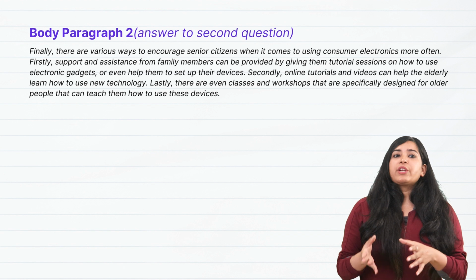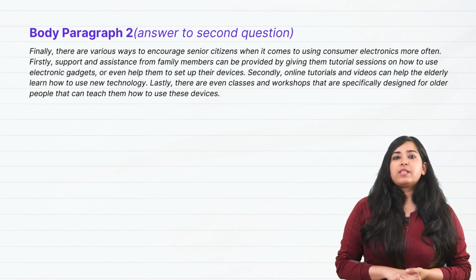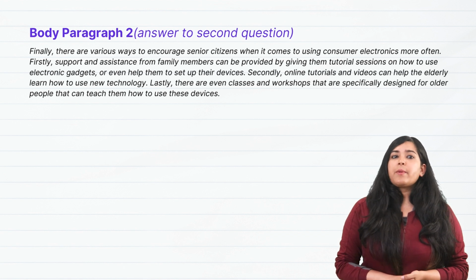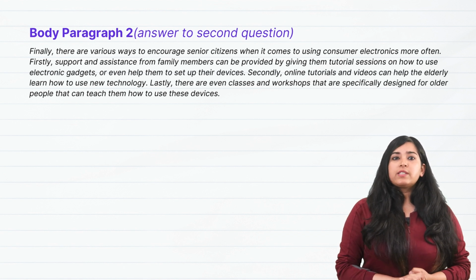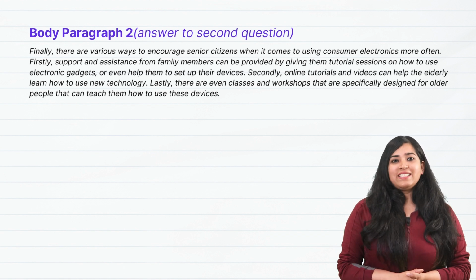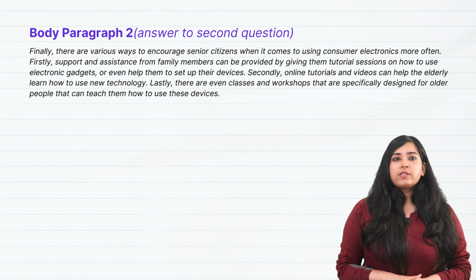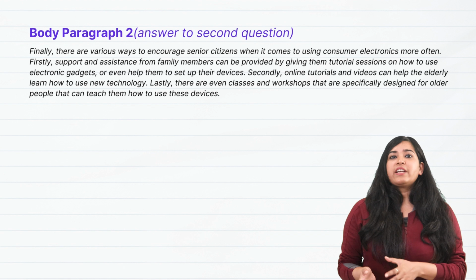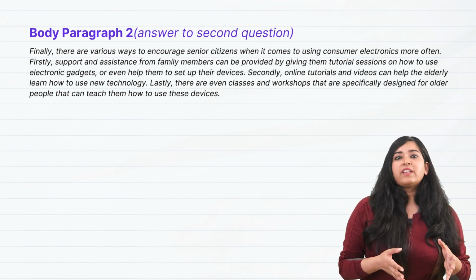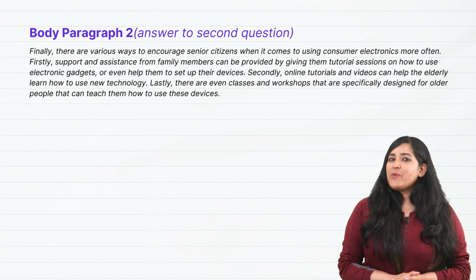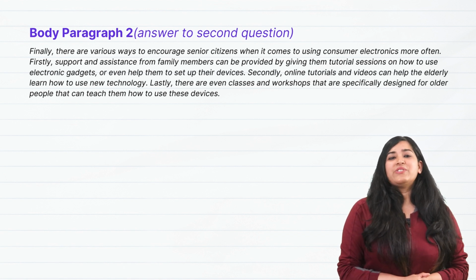Let's do that now. Finally, there are various ways to encourage senior citizens when it comes to using consumer electronics more often. Firstly, support and assistance from family members can be provided by giving them tutorial sessions on how to use electronic gadgets, or even help them set up their devices. Secondly, online tutorials and videos can help the elderly learn how to use new technology. Lastly, there are even classes and workshops that are specifically designed for older people that can teach them how to use these devices. Almost there. Let's finish off with our conclusion.